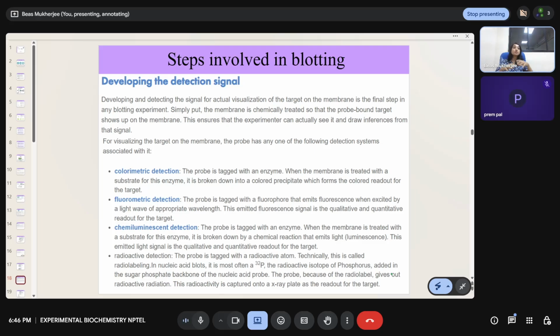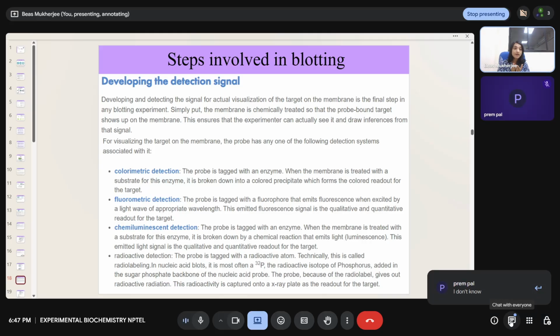So one very important question is, what is the difference between a probe and a primer? A probe is also an oligonucleotide. Primer is also an oligonucleotide, but then what is the difference? You can tell me in the chat box, okay? So we will carry on. So this ensures that the experimenter... you don't know, no problem.